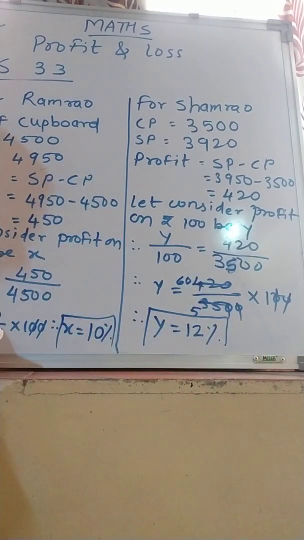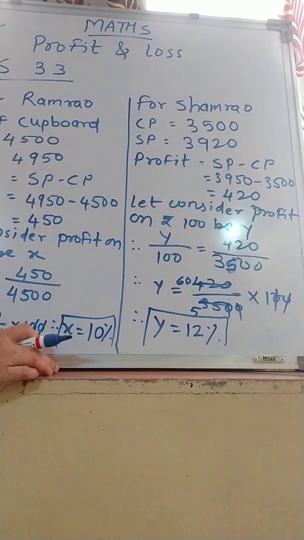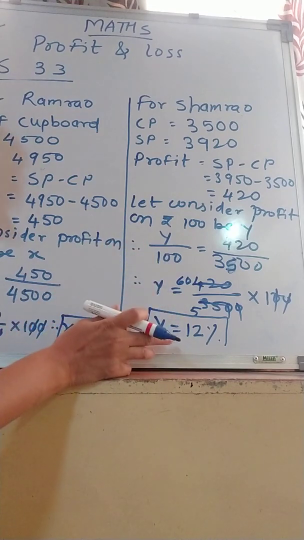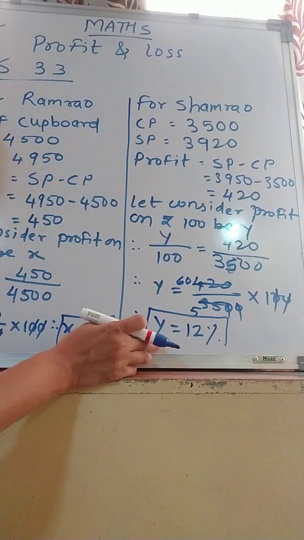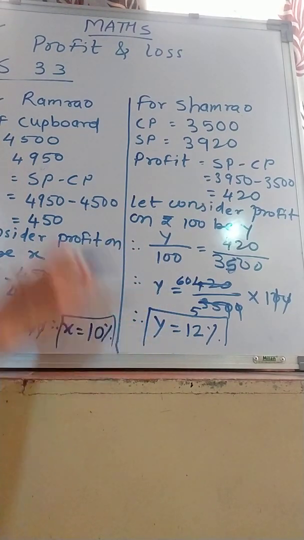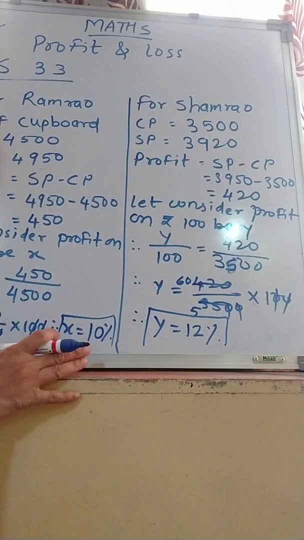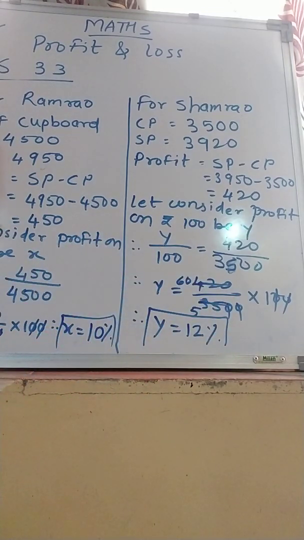Right? Understand? So in Ramrao's transaction he got 10% profit. In Shamrao's transaction he got 12% profit. So whose profit is more? Shamrao, right? Understand? Now next move to the third one.